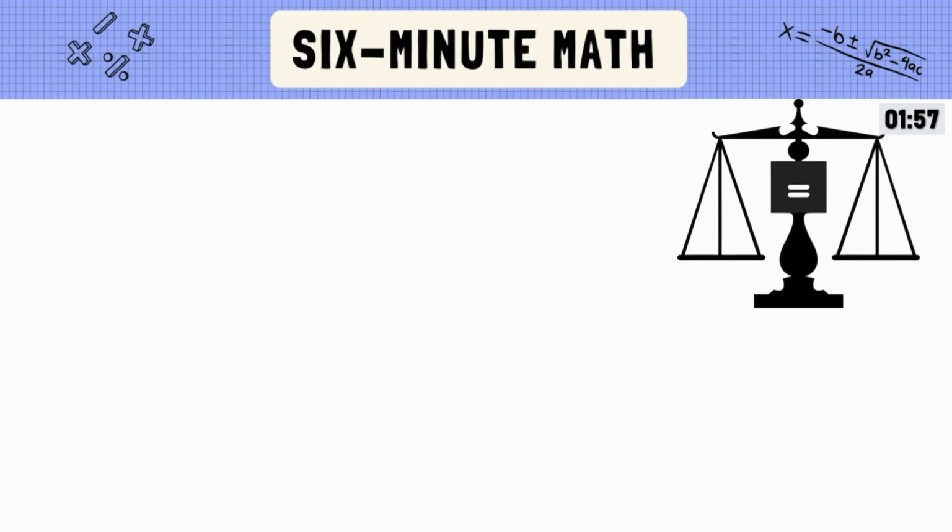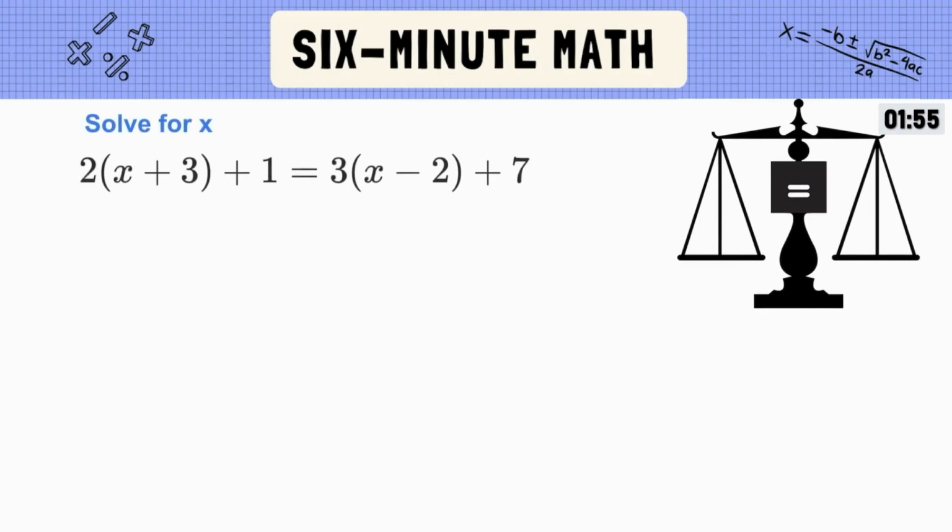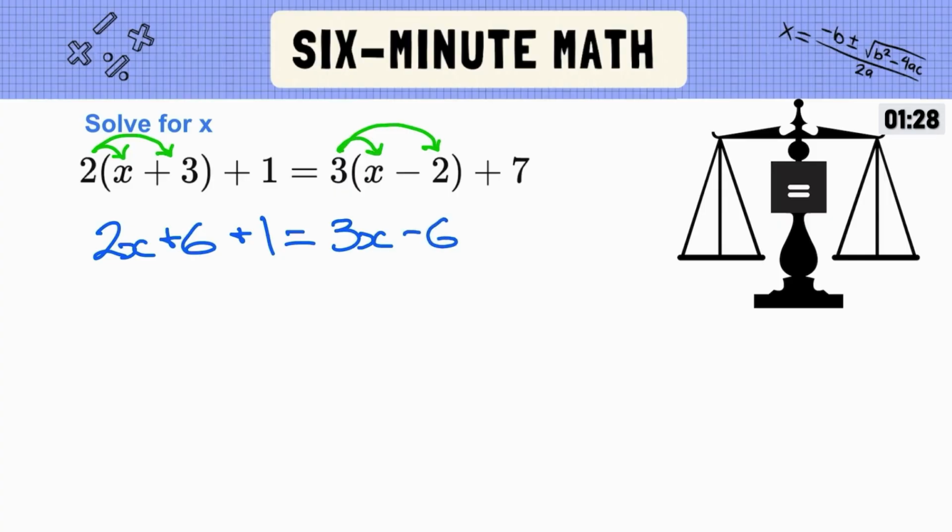On to our last example today. We're going to solve for x in 2(x + 3) + 1 = 3(x - 2) + 7. Again, that first step is going to be the distributive property to eliminate those brackets. 2x plus 6 plus 1 is equal to 3x minus 6 plus 7.